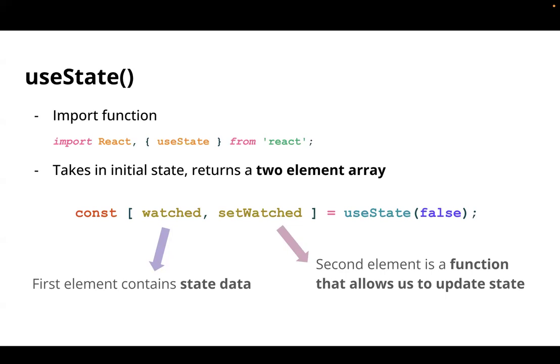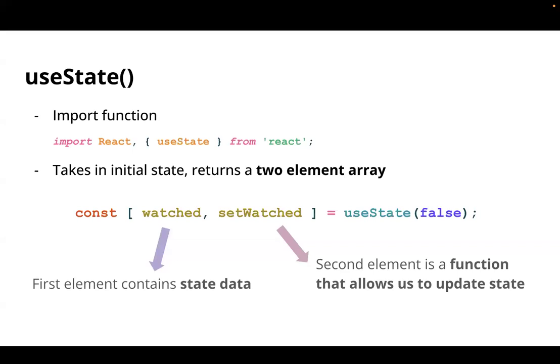So watched is the actual variable that keeps track of the property. In our case, it is most likely a Boolean value that is true if I have watched this specific movie, and false if I have not watched it. So this element will contain the state data. The second variable is a function called setWatched, which we can use to update the value of watched. If we call setWatched(false), it will set watched to false, and if we call setWatched(true), it will set watched to true.